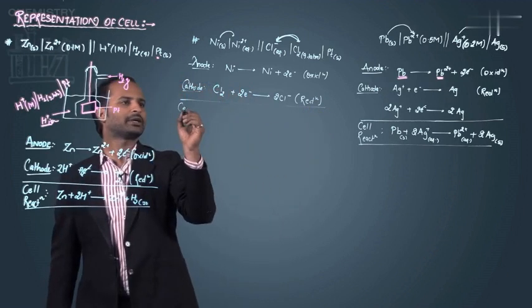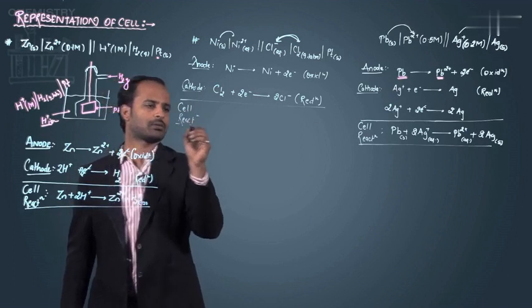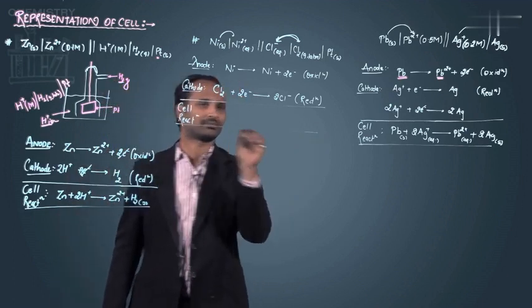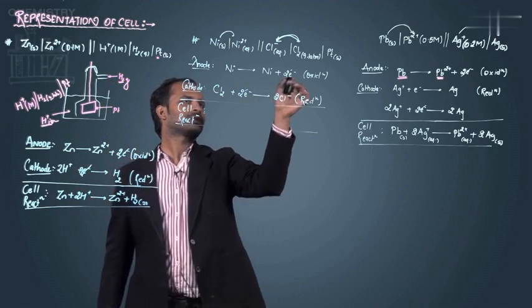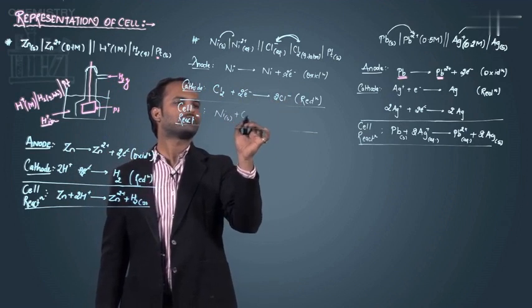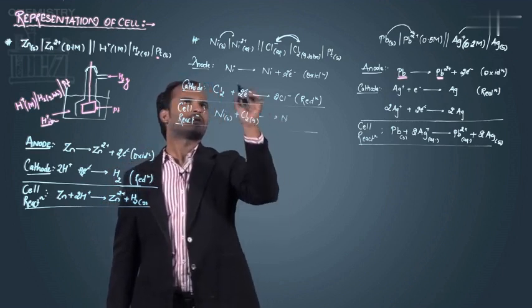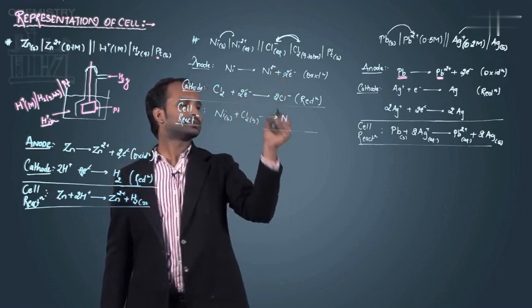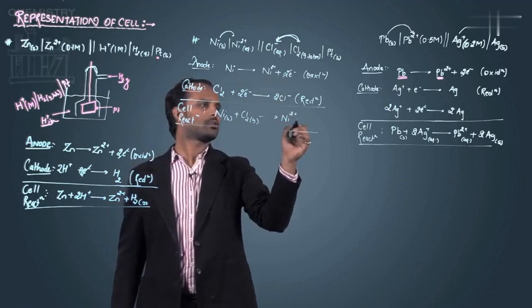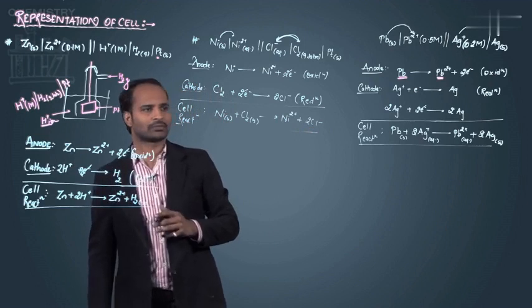Cell reaction will be: two electrons will get cancelled and we will have Ni in a solid state plus chlorine, which is going to be in a gaseous state, will give Ni2 plus and 2 Cl minus. So this will be the reaction.